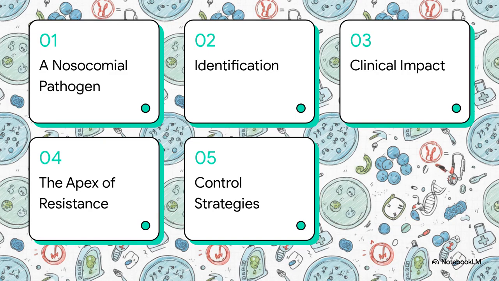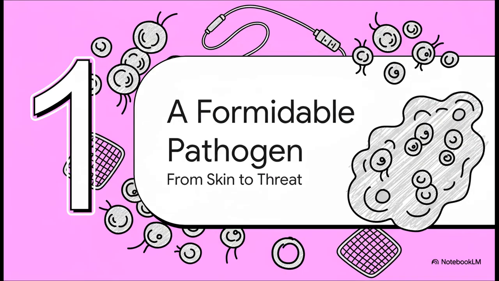Let's jump in. So what is it that makes Staphylococcus haemolyticus such a formidable foe? Well, it really all comes down to its incredible genetic flexibility. Let's unpack the secrets that are hidden in its DNA that let it thrive in the, let's face it, very challenging environment of a modern hospital.